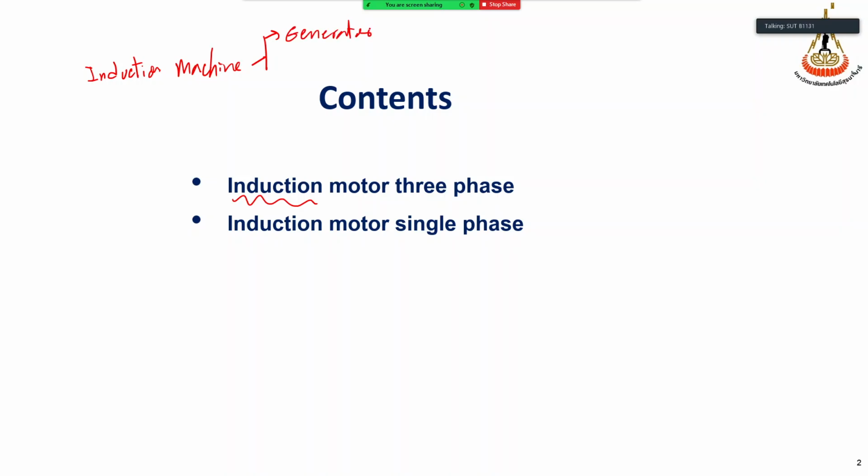That means we drive it by mechanical power and we get the electric power with this machine. And with this machine, we can supply the electrical power and then we get the mechanical power output, right? Then we operate it as the motor here. Okay, but I will talk about the operation of induction machine in motor mode.